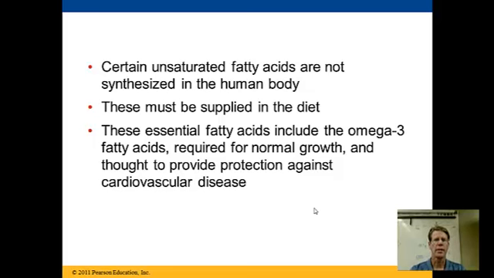These unsaturated fatty acids are not synthesized in the human body. They're manufactured or produced in a different way.